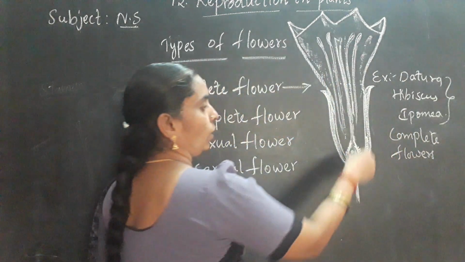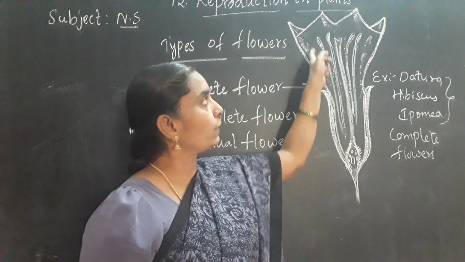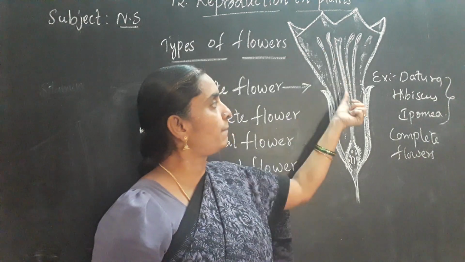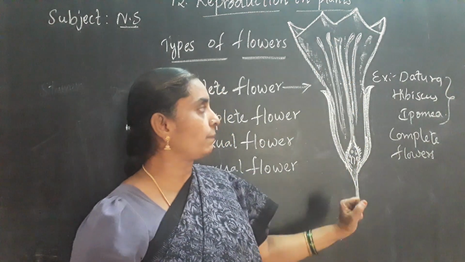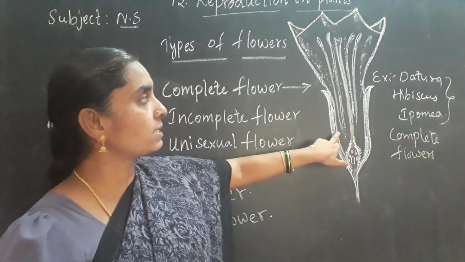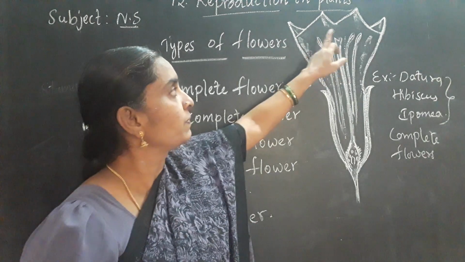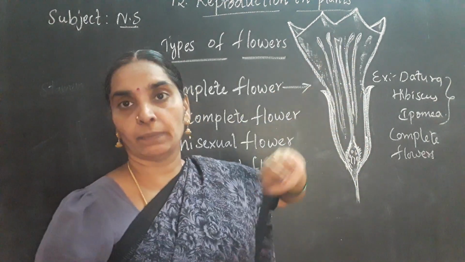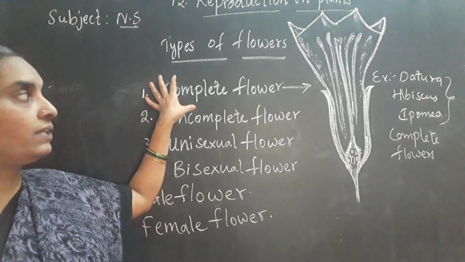They contain all the four folds. See here, this is the calyx, this is the corolla, the petals, this is the androecium, the male part, and this is the gynoecium, the female part. Androecium consists of stamens, which consist of filament and anther, and the gynoecium consists of ovary, style, and stigma. So this is about the parts of the complete flower.